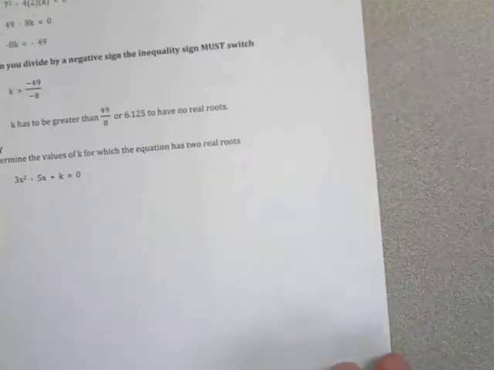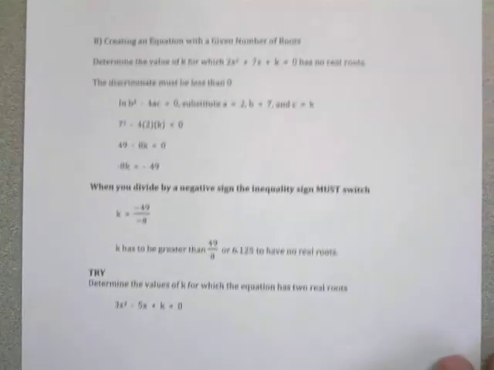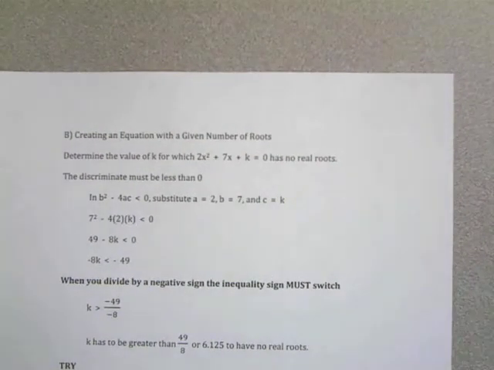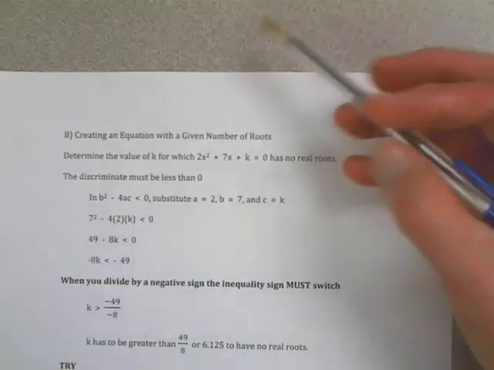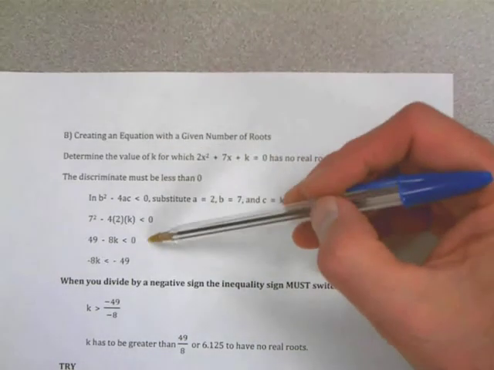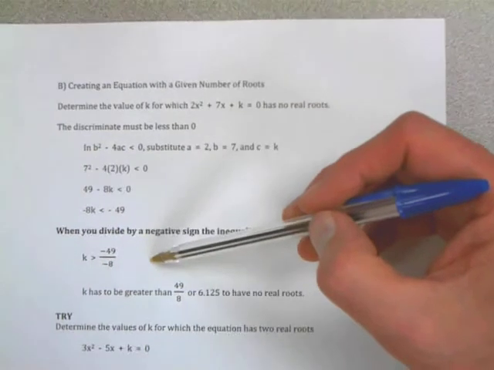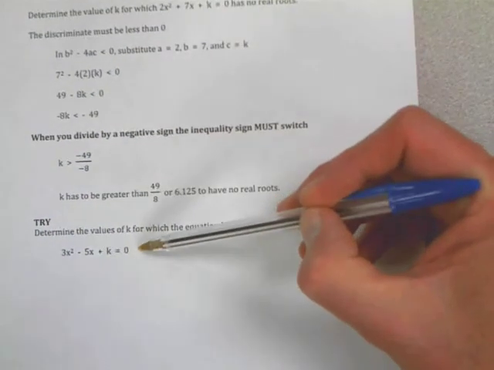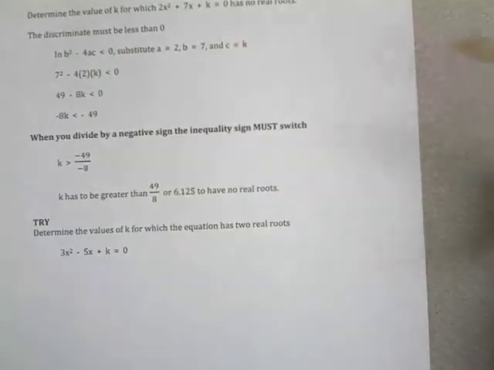Next question, B, wants to find out what number has to be a certain number to make it have no real roots, one real root, or two real roots. So read how it's done, take a look how it's done. Once you get an idea how it's done, then I want you to stop the tape and try this equation. Once you've tried it, then check and see how I've done it. And we'll go from there.